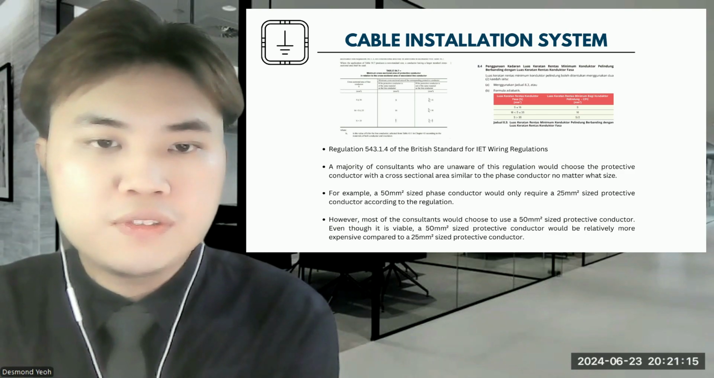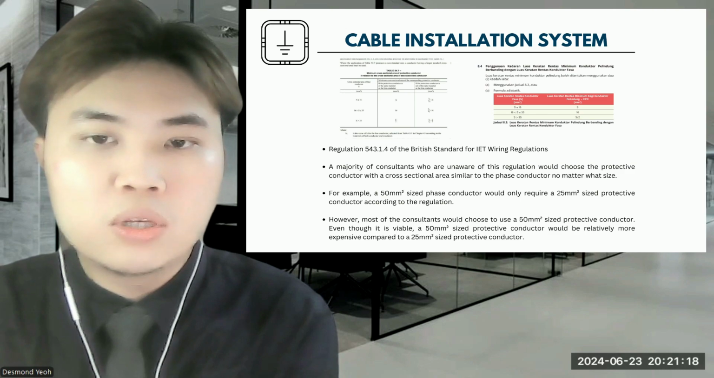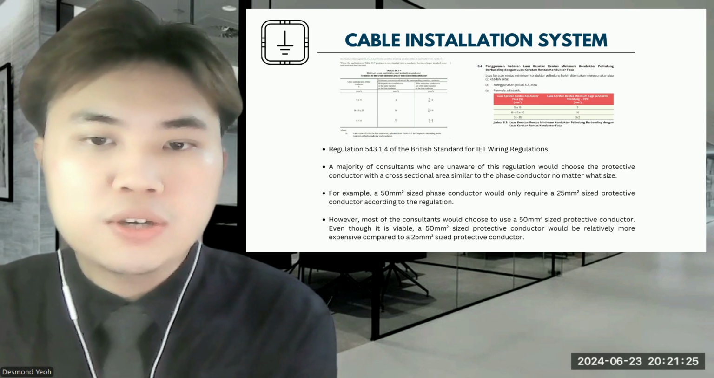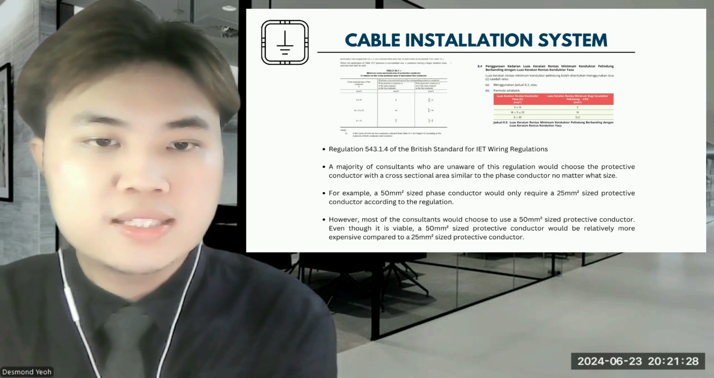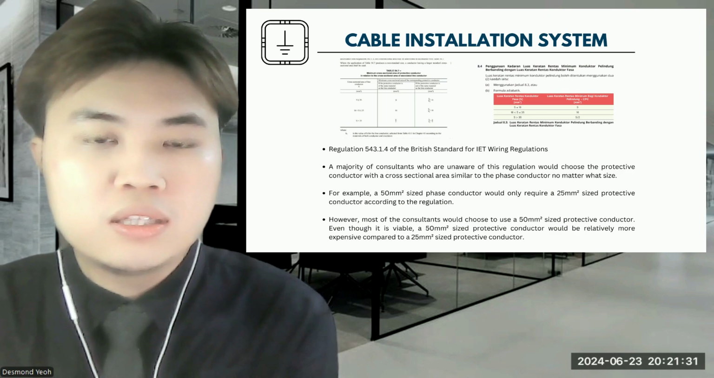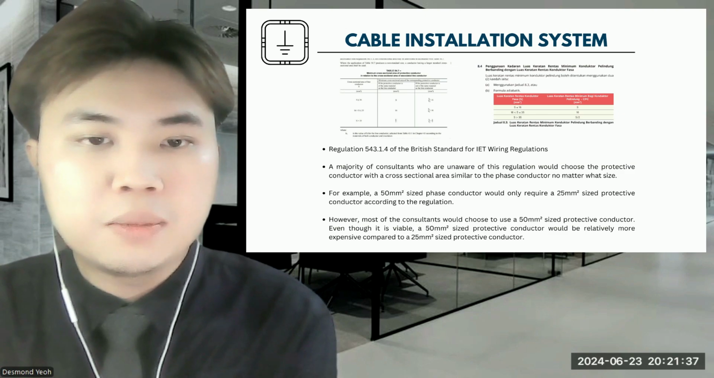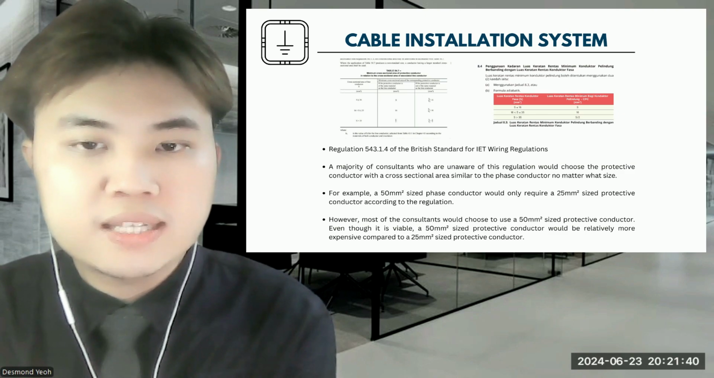For example, a 50mm² size phase conductor will only require a 25mm² size protective conductor according to the regulation. However, most of the consultants would choose a 50mm² size protective conductor, even though their option is viable. A 50mm² size protective conductor would relatively be more expensive compared to a 25mm² size protective conductor.